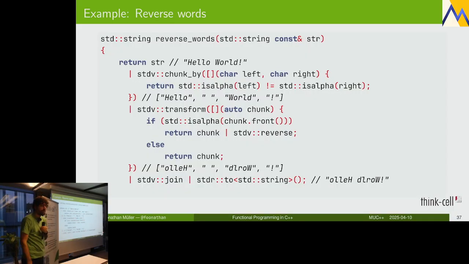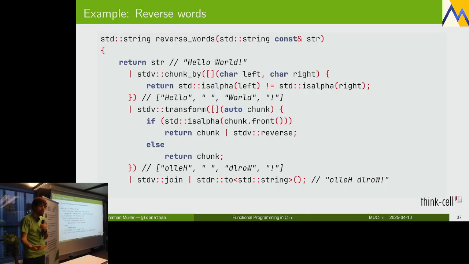And this is one pipeline. So we start with our string, and then we use chunk by again. And this time the predicate is, does the alphaness of the left character differ from the alphaness of the right character? If so, one of them is part of a word, and the other one is like the space in between words. And now we've got a list of the individual words. Again, lazily, no allocation, just subranges into the individual ones.